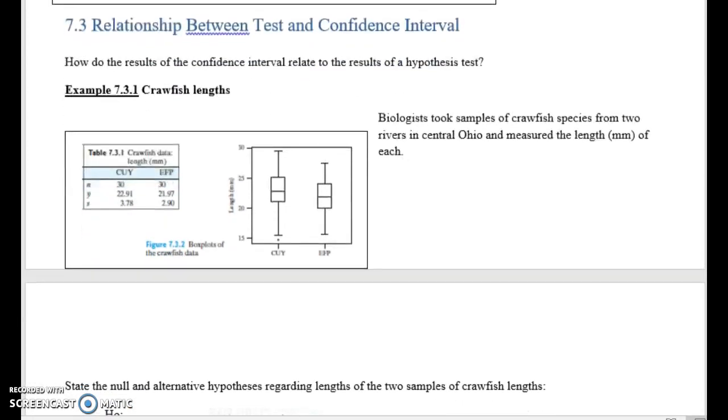Here's another example with crayfish lengths, but what we're going to do is discuss the confidence interval. So again, we've got box plots for distributions of these 2 different species, both of them from 2 different rivers in central Ohio. And the unit of measurement is length.